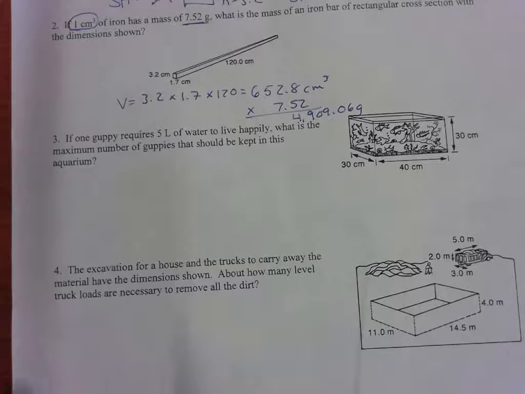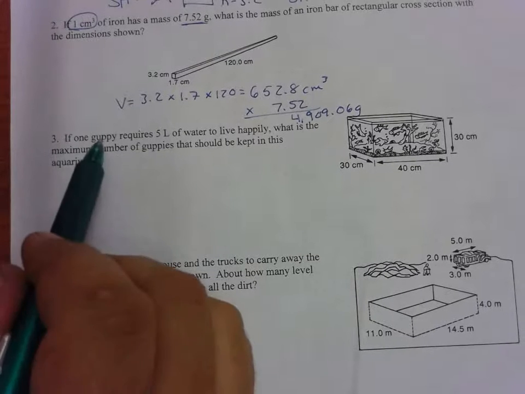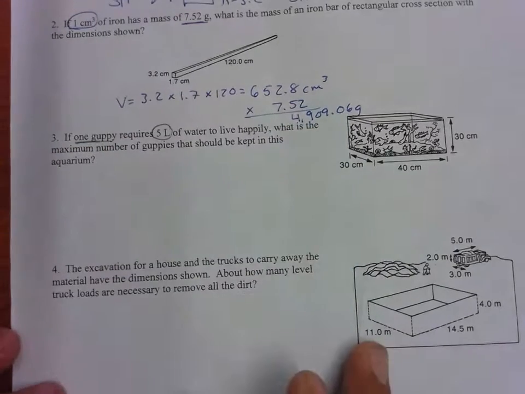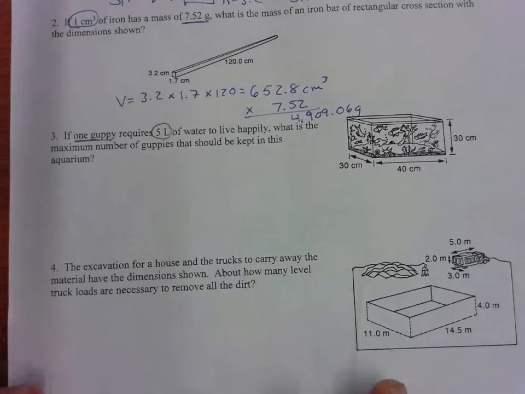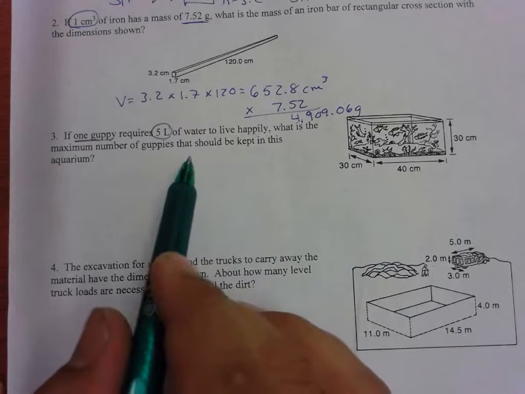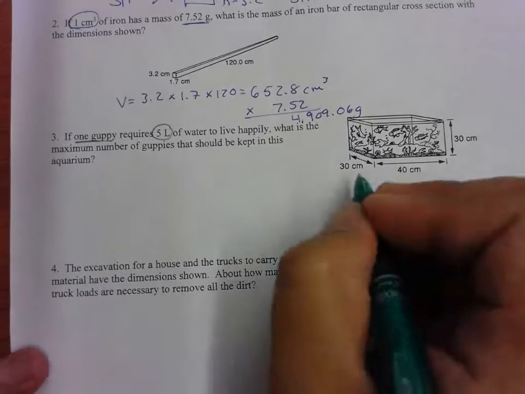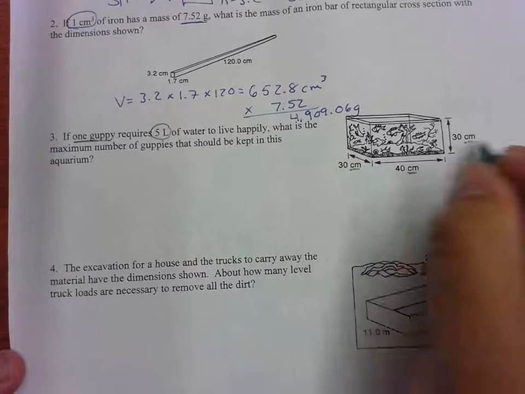That was close. Now, it says 1 guppy requires 5 liters of water to be happy. You want your fish happy unless they get stressed out, sick, and die. So you can't put more than 1 guppy in 5 liters of water, or you're probably going to lose them. What is the maximum number of guppies that should be kept in this aquarium? So we have to find the volume of this aquarium. This aquarium is going to be in cubic centimeters.